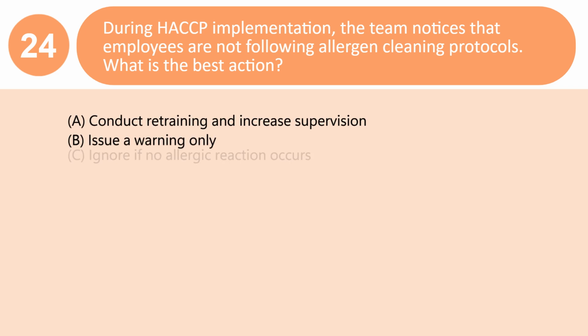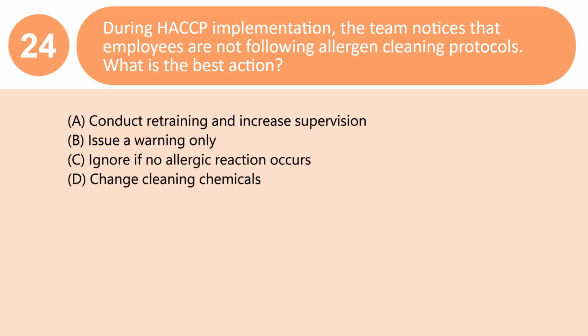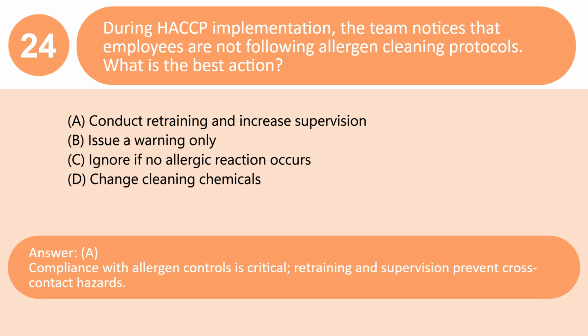During HACCP implementation, the team notices that employees are not following allergen cleaning protocols. What is the best action? A. Conduct retraining and increase supervision. B. Issue a warning only. C. Ignore if no allergic reaction occurs. D. Change cleaning chemicals. Answer: A. Compliance with allergen controls is critical. Retraining and supervision prevent cross-contact hazards.